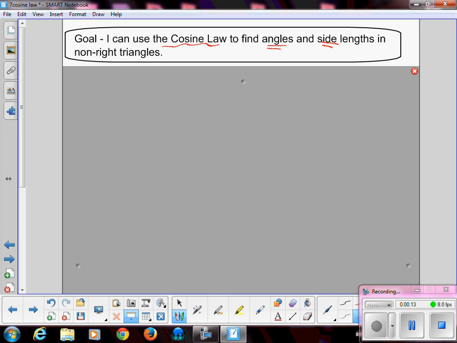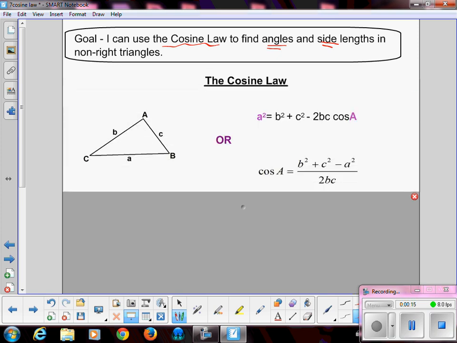So again, what I've given you is a generic triangle, uppercase letters for angles, lowercase for our side lengths. And I have two different formulas here, and they're used in different ways. The first one says a squared equals, and notice if I'm finding side a, I'm also using angle A. So this is the formula that I would use if I'm finding a side length.